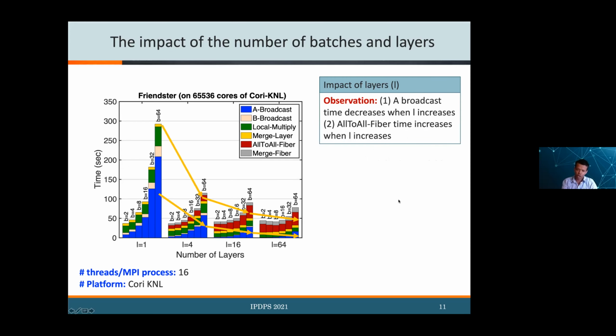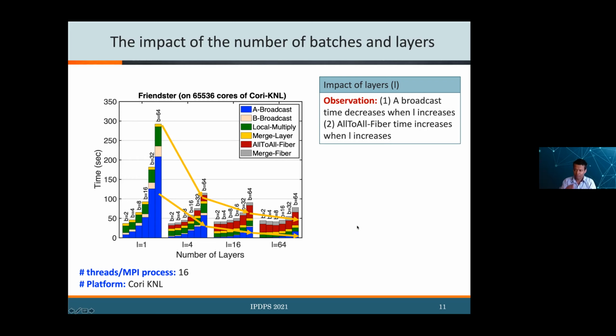And the second observation is in terms of number of layers. Here I'm just considering the last one, which is for a fixed batch of 64. The blue line represents the broadcast time. So when you increase the number of layers, the broadcast time decreases. But the all-to-all time across multiple layers, which is represented by this red part, increases.